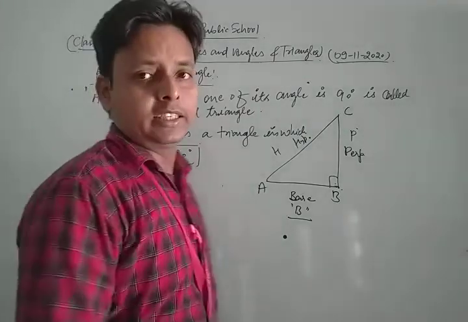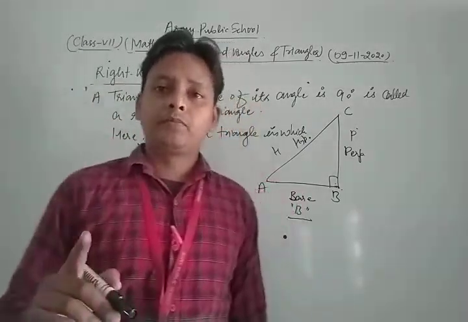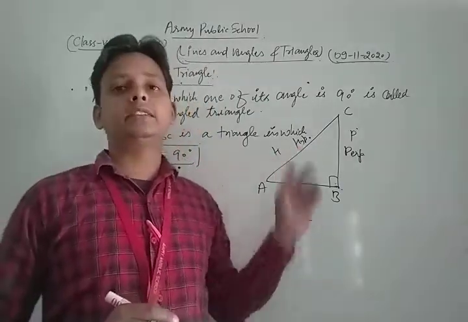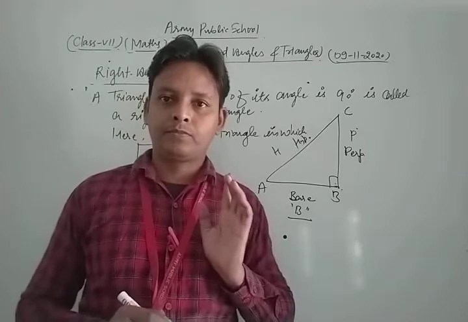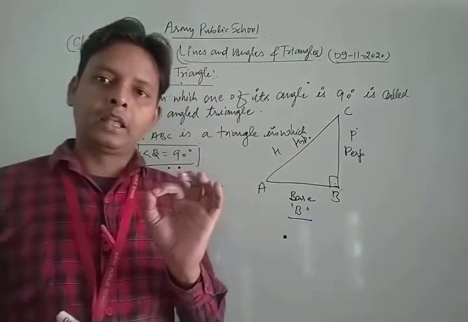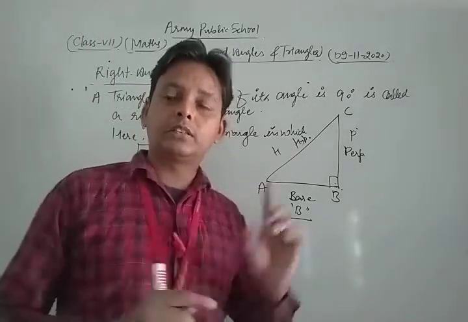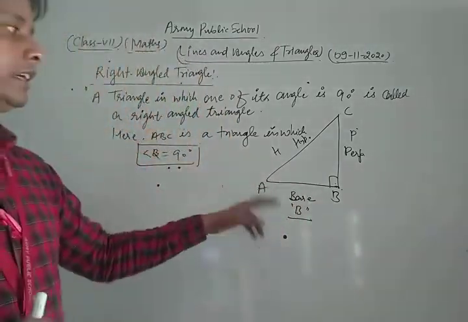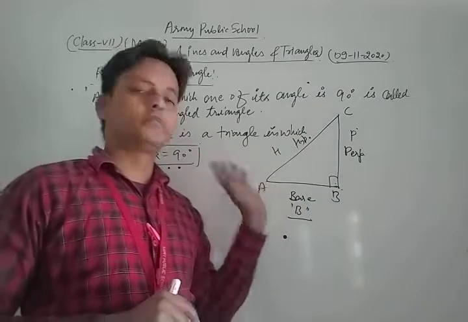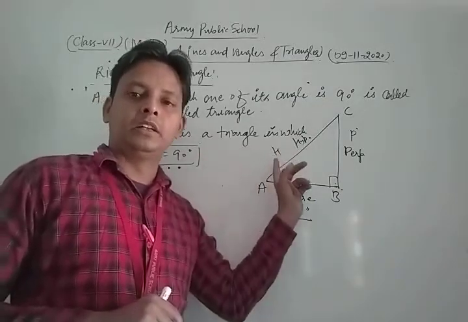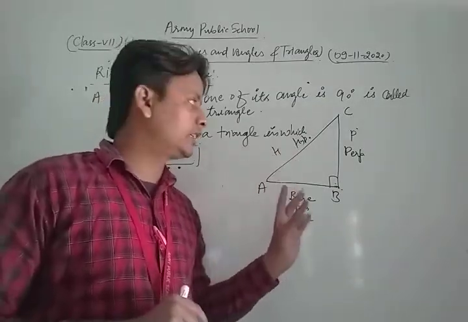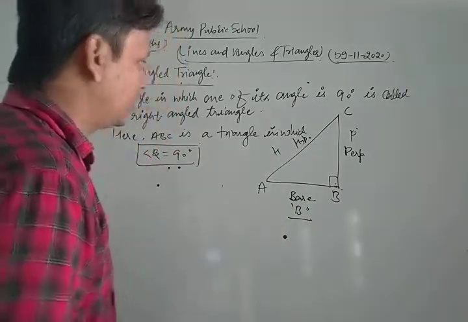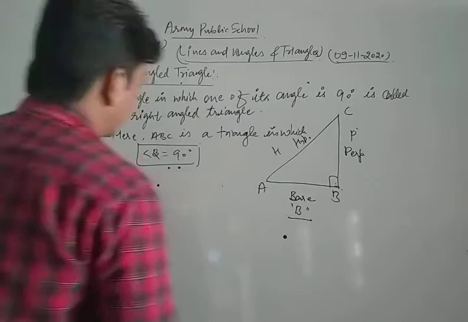There is one important thing also here: in any right triangle, the hypotenuse is the longest side. Okay, for a right angle triangle, the hypotenuse is the longest side, meaning AC is greater than AB as well as greater than BC. Means in a right angle triangle, the hypotenuse is the longest side. Okay, now we discuss the Pythagoras property.